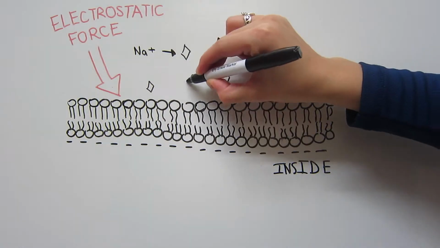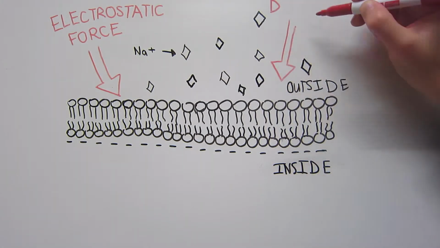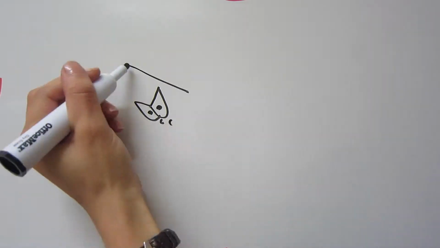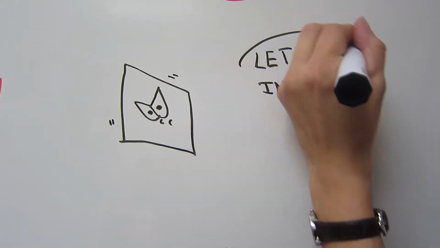There is a greater concentration of sodium ions outside of the cell membrane. This creates a diffusion force pushing inwards in the direction of low concentration. Because of the electrostatic and diffusion forces, sodium ions really want to enter the cell.